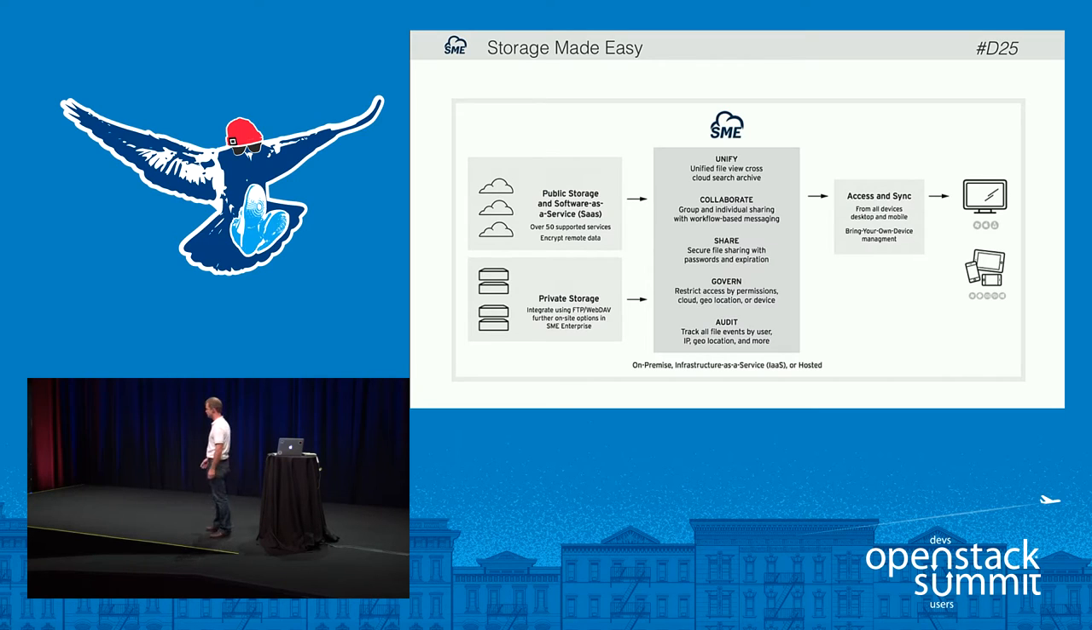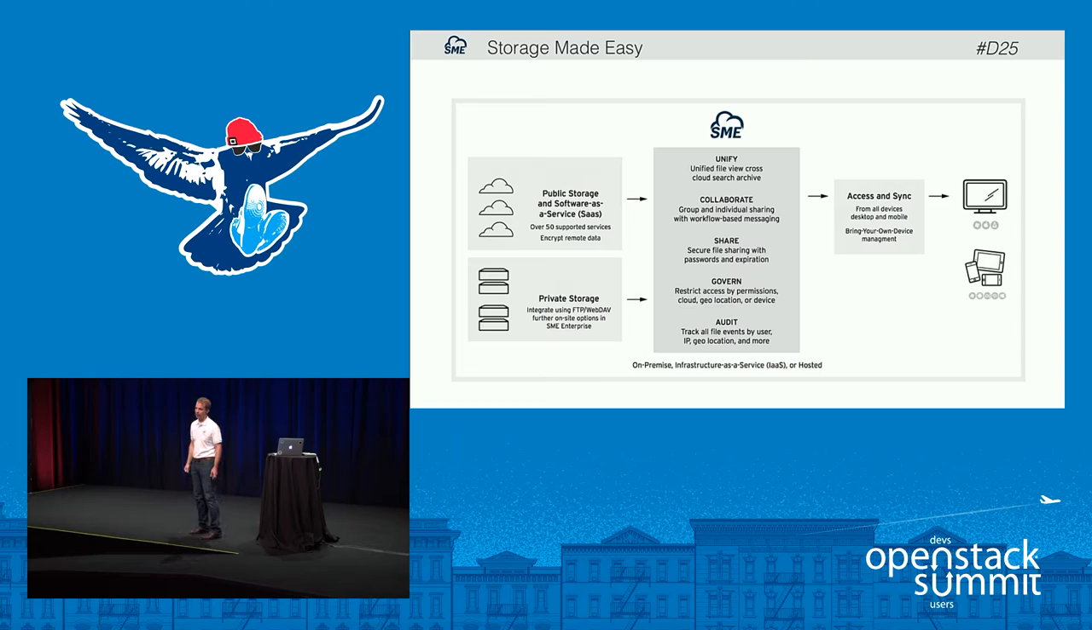Quickly, what we do, so we're a file fabric. We'll unify all your storage on the left. You have public storage. You have private storage. Private storage can be private clouds or private file servers. Same thing for public. The SME software in the middle will create a unified view of all different storage systems. We have workflows and collaboration tools to let the users work on that data. We can do sharing, upload, download, password, one-time password, time-expiring links.